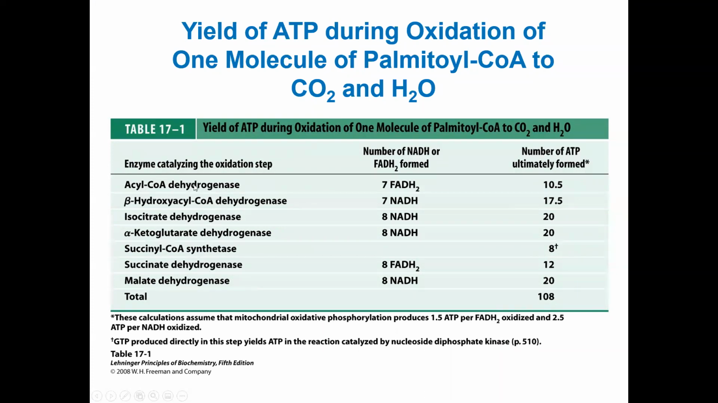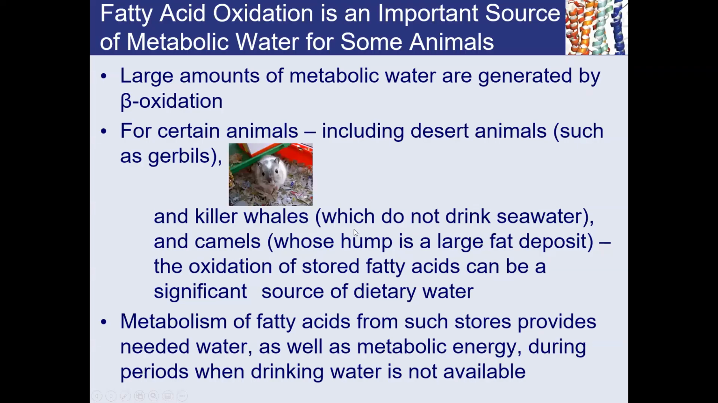If you have 16 carbon fatty acids, you will be doing that 7 times. So that's why 7 molecules of FADH2 you'll form. And each molecule of FADH2 makes about 1.5 molecules of ATP. So that's why the number 10.5 here, right? And similarly, the rest of the enzymes, you will see some of them are citric acid cycle enzymes as well, right? So that's how you arrive at that number 108.